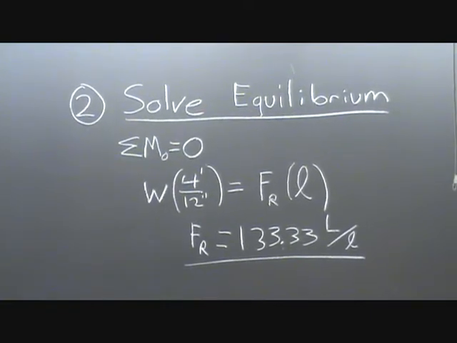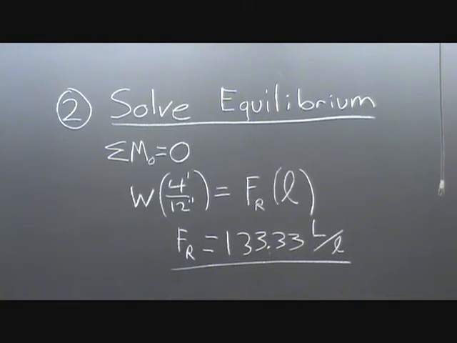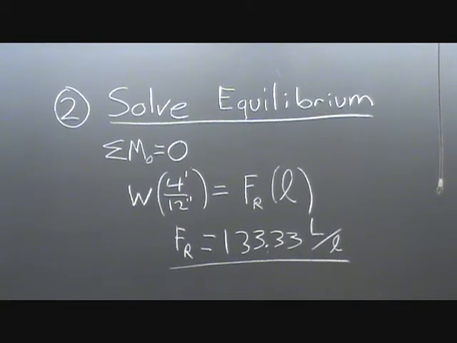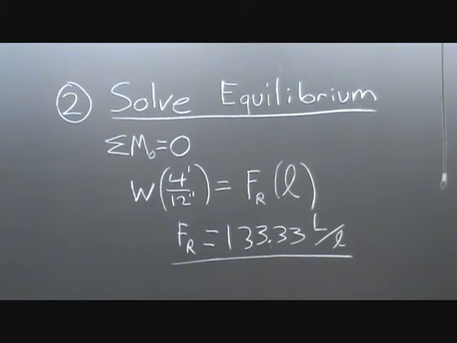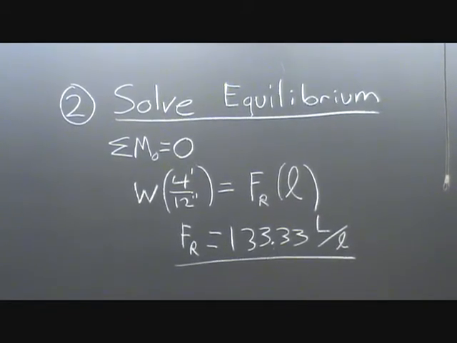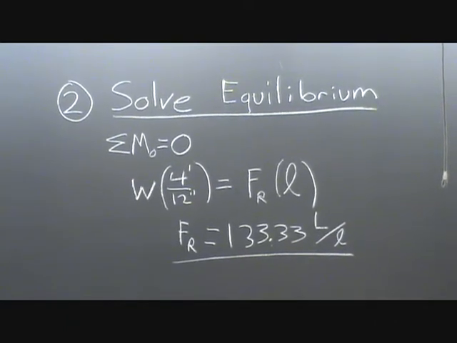Next, we're going to solve for equilibrium. We're going to use the sum of moments from our free body diagram as equaling 0. This will give us an equilibrium equation to solve for the resultant force. And we get the resultant force is equal to 133.3 L over little l.